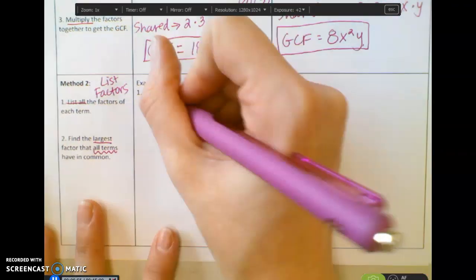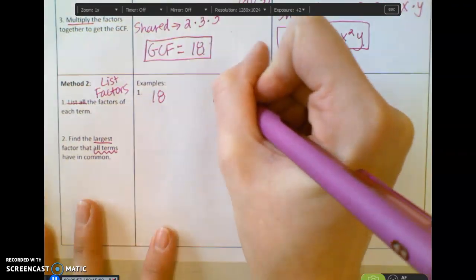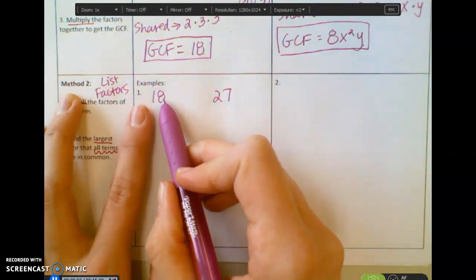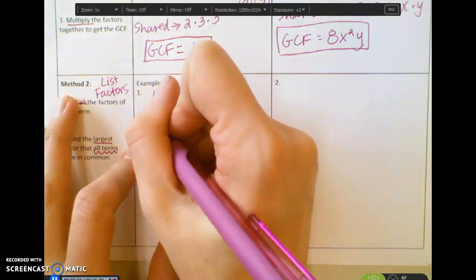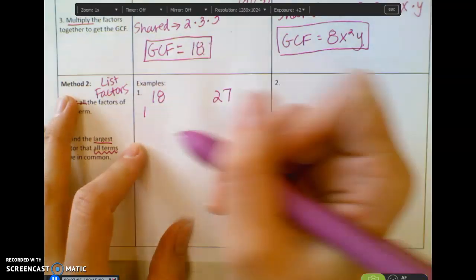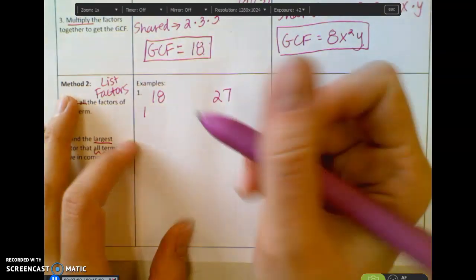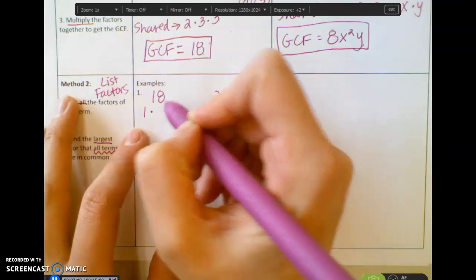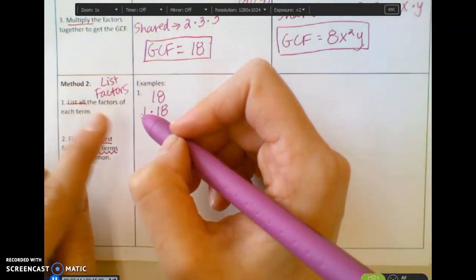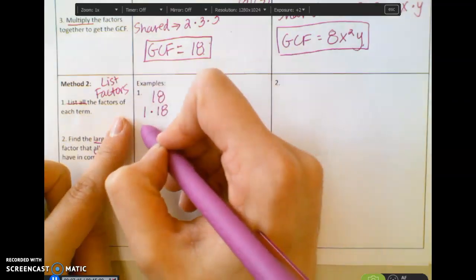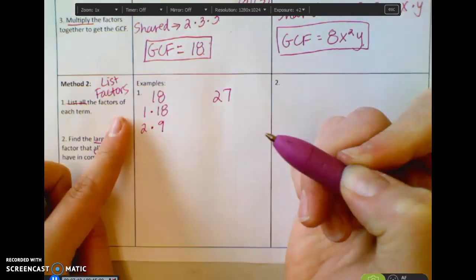So here's an example, 18 and 27. Well, for 18, we're just going to start listing the factors. And the way that I would encourage you to do this is start with 1 and just work your way up, 2, 3, 4, etc. So 1 times what is 18? Well, 1 times 18 is 18. Now we ask ourselves, does 2 go into 18? Yes. 2 times 9.